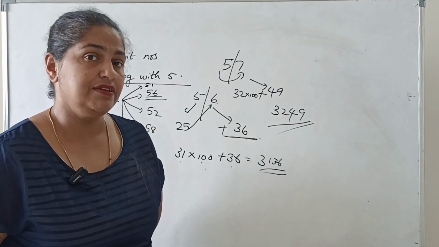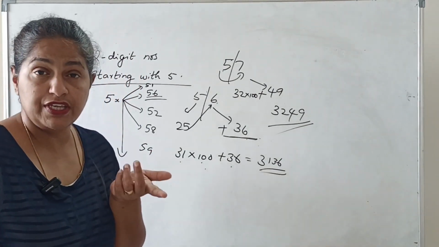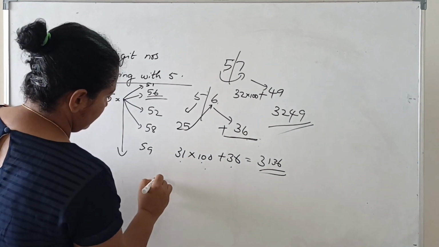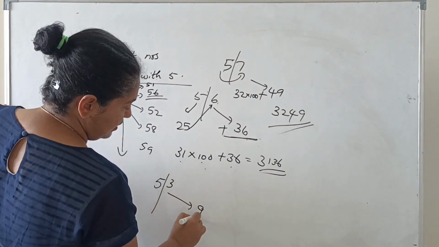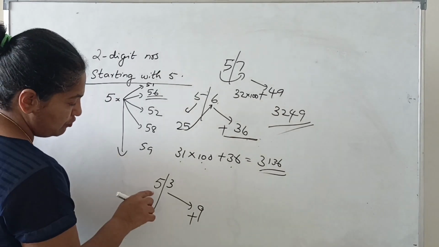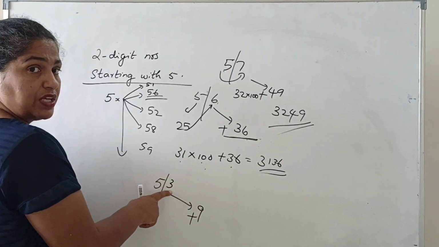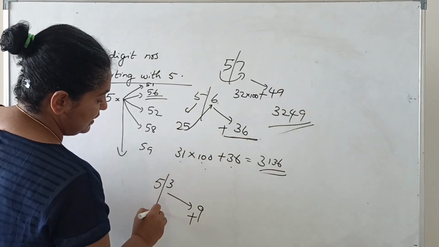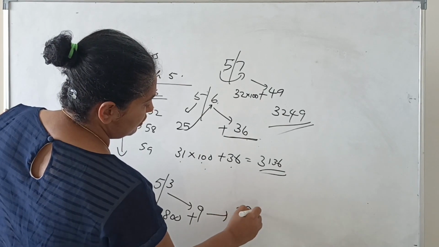Now let us try to find the square of 53. 9, I'm going to add. 5 square is a 25. I'm going to add it to 3. So I will get 25 plus 3, 28. So 28 into 100 is a 2800. My answer will be 2809.